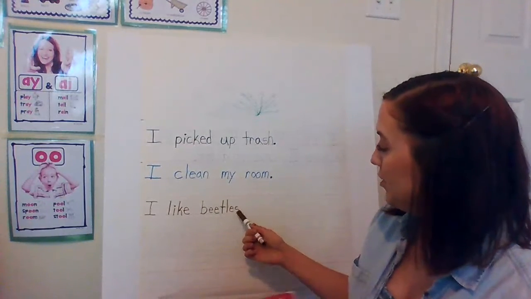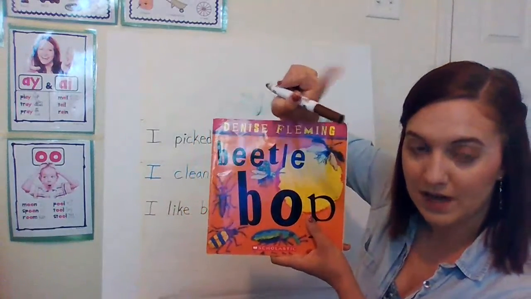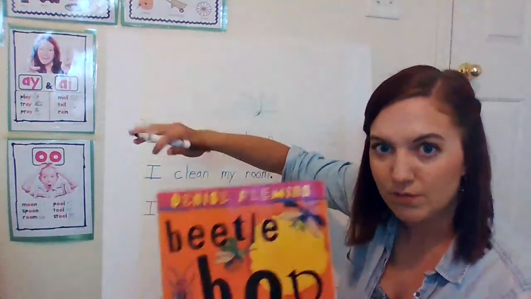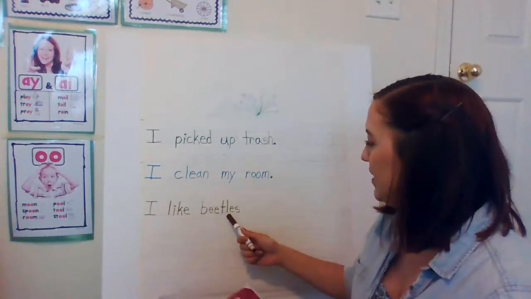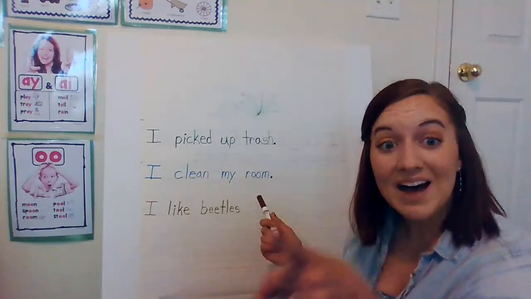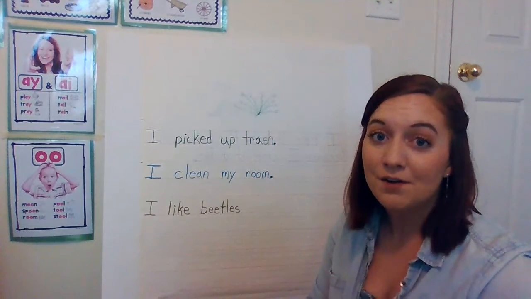Beetles. Now I know to add an S at the end because this is just beetle, one beetle, and I'm saying I like beetles. I like beetles in general. Most beetles I like. I like beetles because it's a hard word that we can't really sound out, but it is our unscramble word for today.